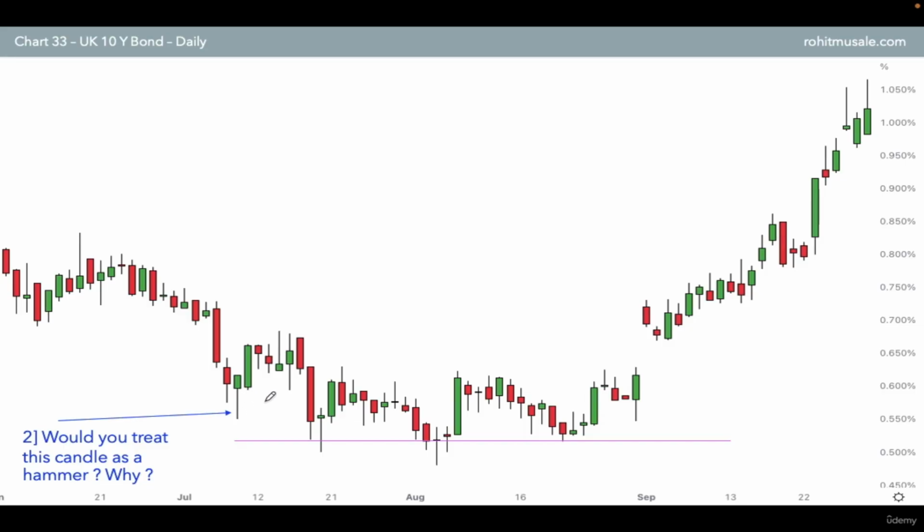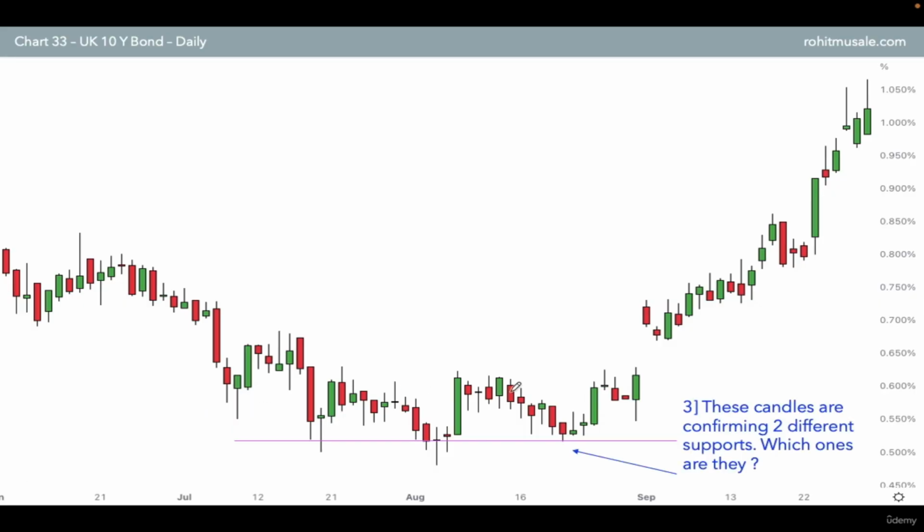So if you are required to do some measurement on a hammer, then it's not a hammer. Okay? When in doubt, don't trade. Always remember that rule. When in doubt, do not trade. So I would not consider this candle a hammer because it's not very obvious. You will have to do some measurements here.